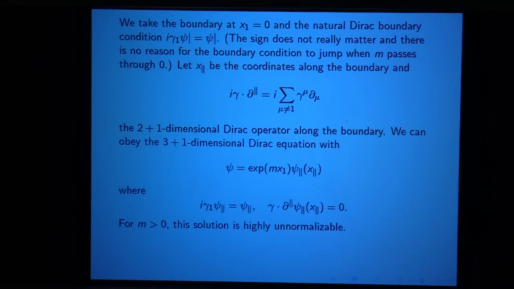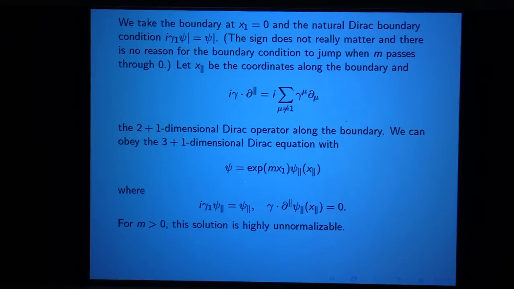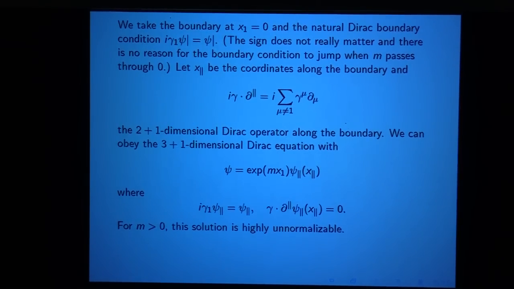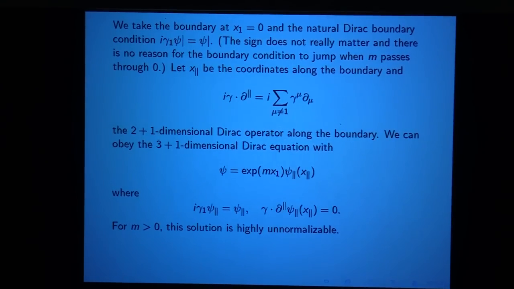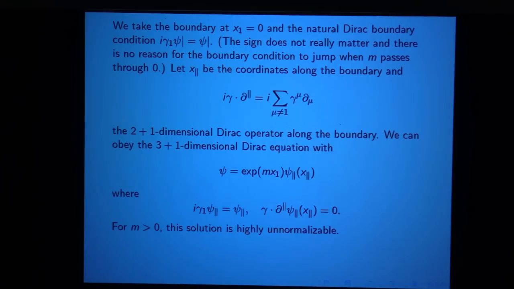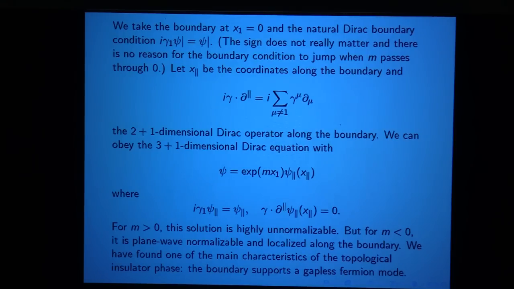So we're actually separately obeying both the part of the Dirac equation in the x1 direction and the tangential part of the Dirac equation, by factorizing psi as an exponential of x1 times a parallel solution of the Dirac equation that obeys this condition. Now, if m is positive, this solution is highly unnormalizable, and so it's not interesting. But if m is negative, then it's exponentially localized near the boundary. It's plane wave normalizable along the boundary. And this is what we found is one of the main characteristics of the topological insulator phase. The boundary supports a gapless fermion mode.